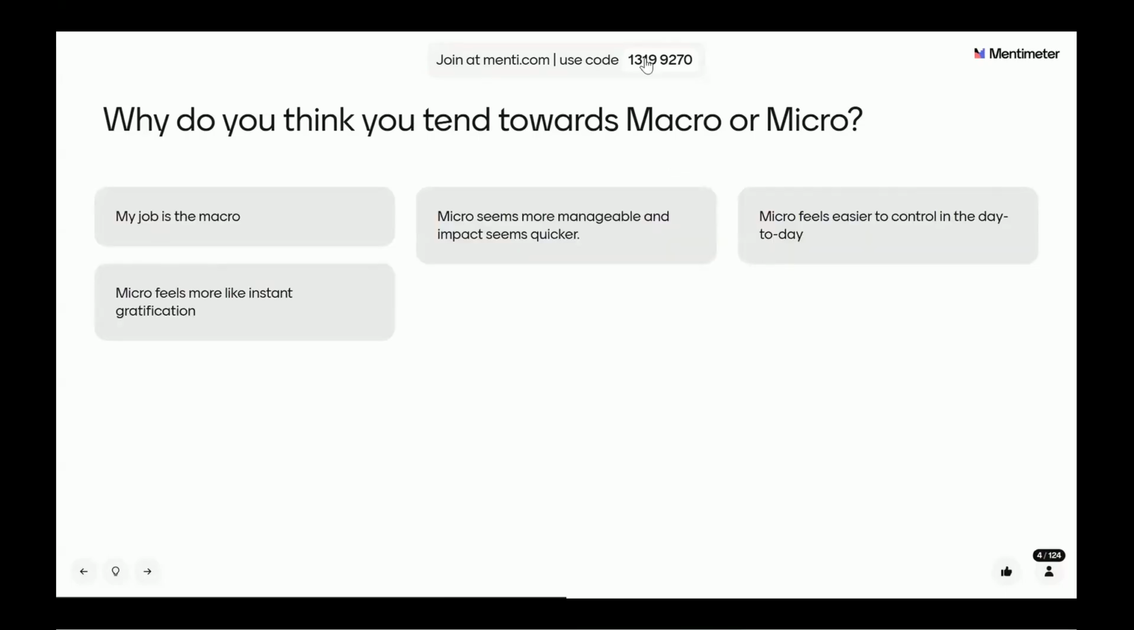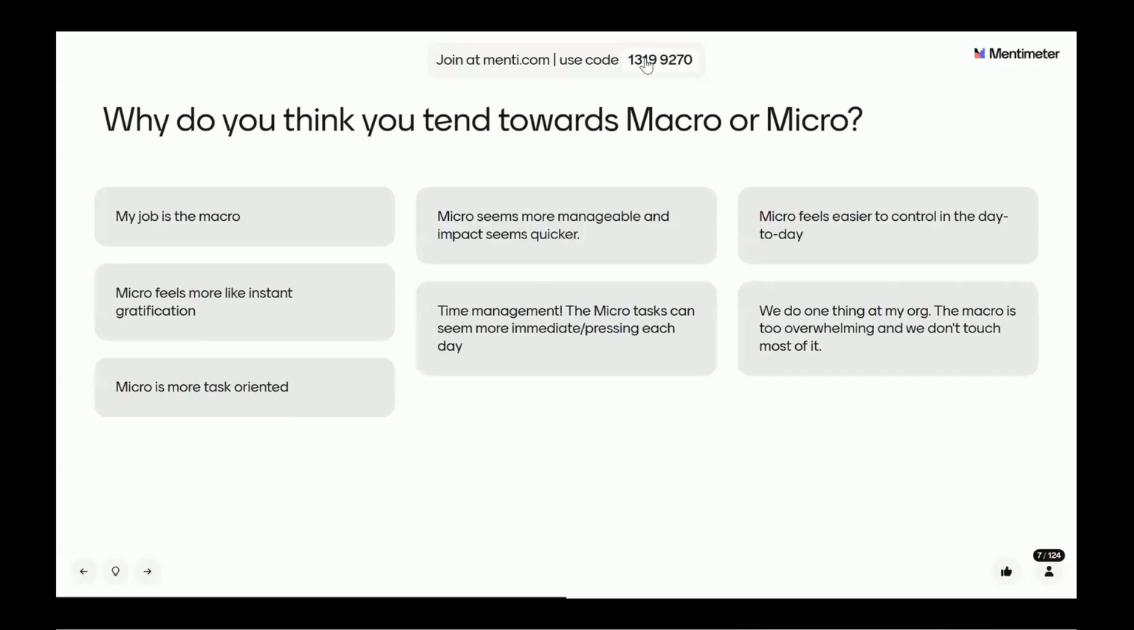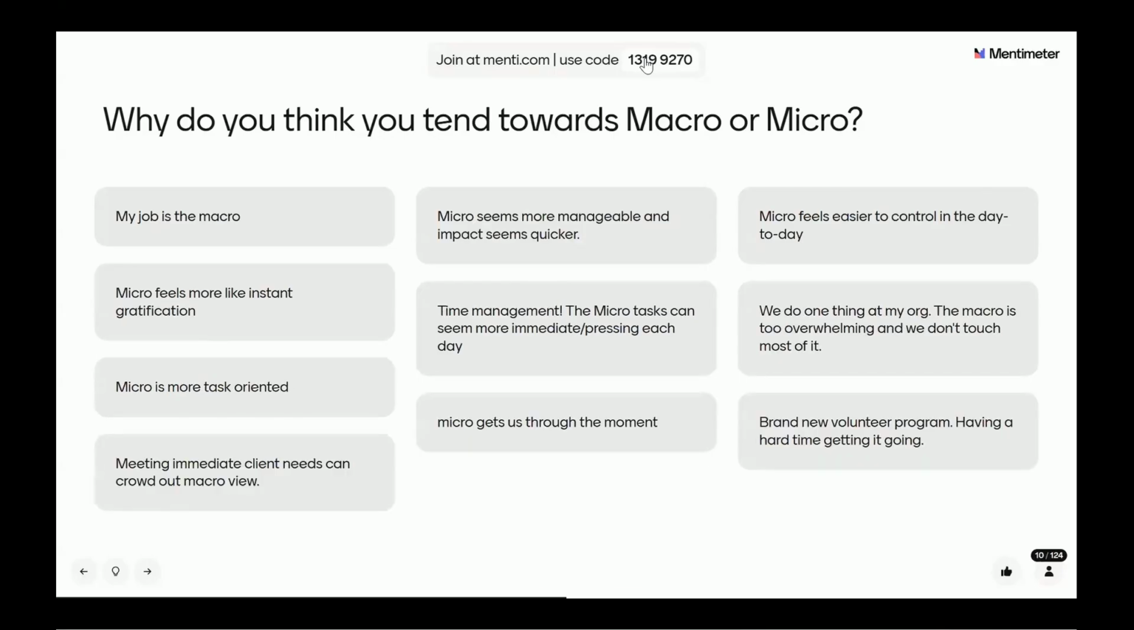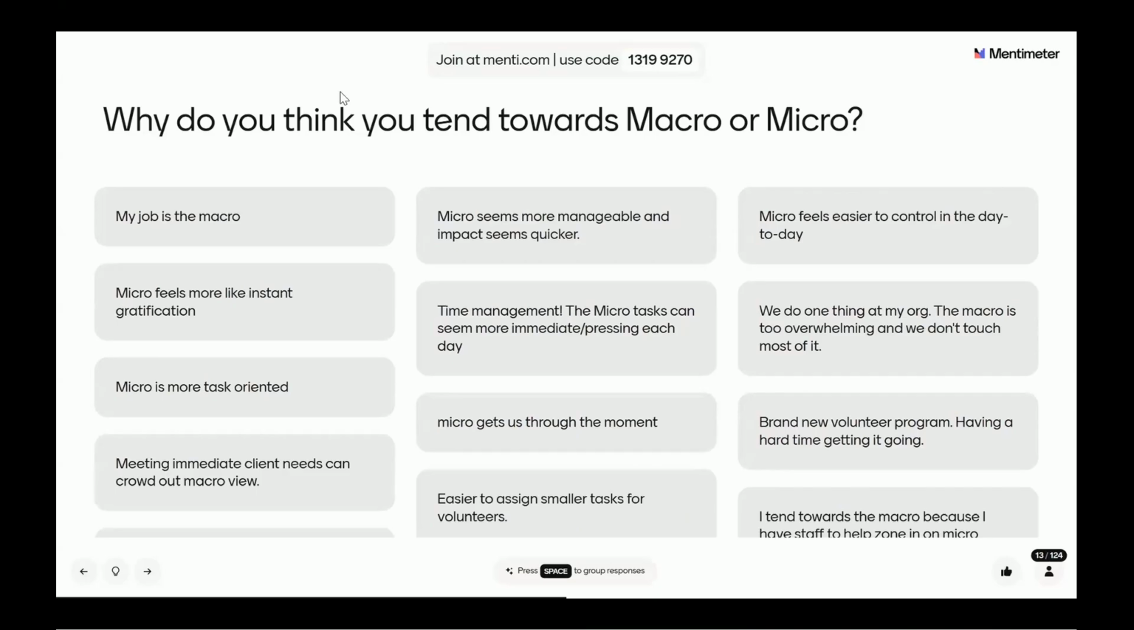Okay, Bella's saying more examples of the macro and micro. I promise we will get there, Bella. It is in the upcoming slides. More examples. Absolutely. We will get there. We're going to actually take each of the three lenses and start framing them out at a macro level and at a micro level. So I do promise we will get there.